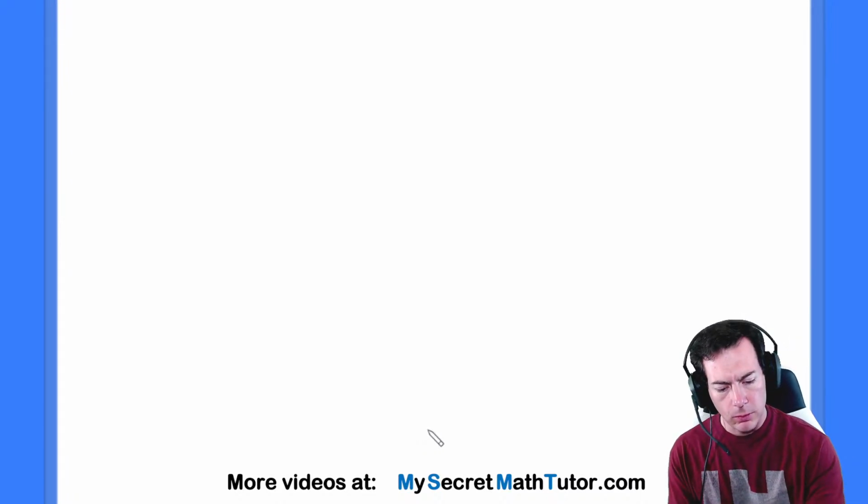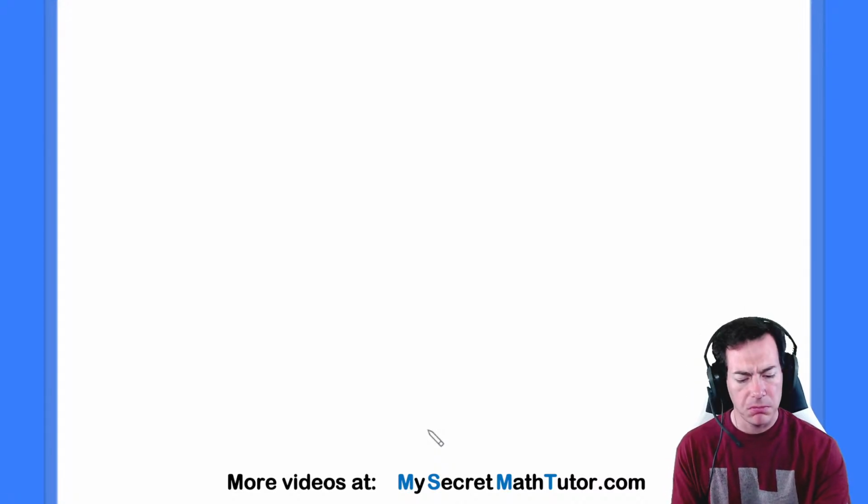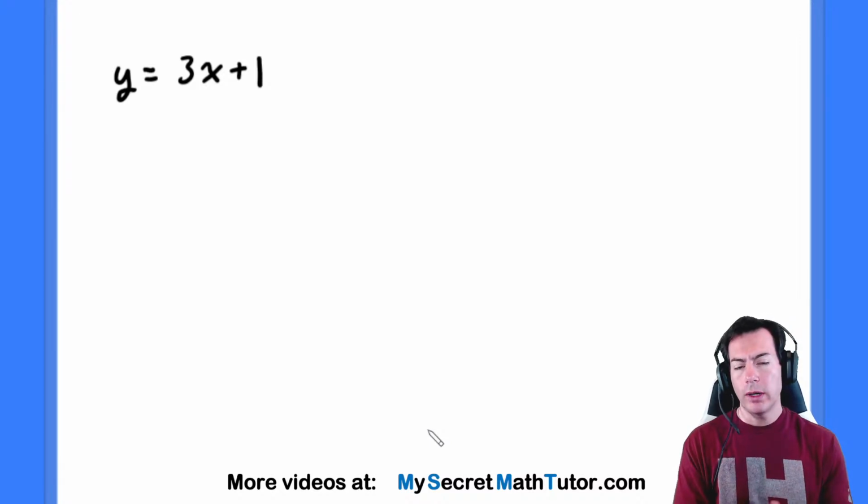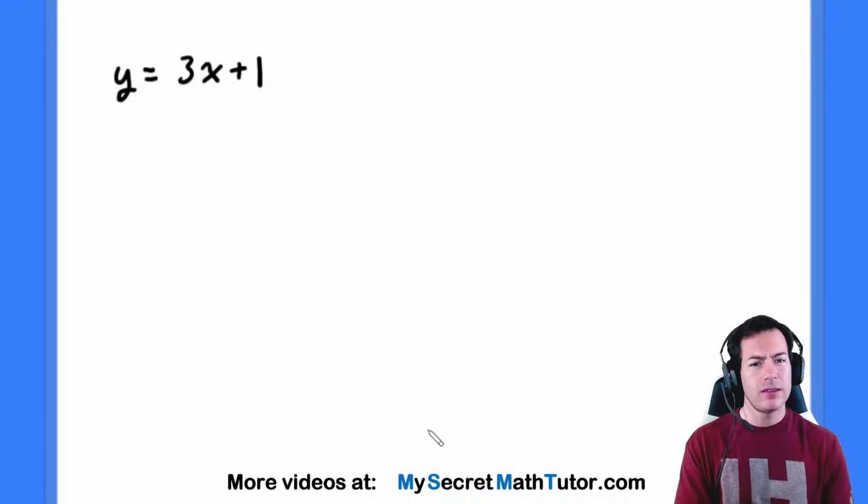I'm going to write it down just so we have it down on the page. We can look at it. So y equals 3x plus 1. Awesome. So when I look at an equation like this, I can see that immediately it's in what is called slope-intercept form.